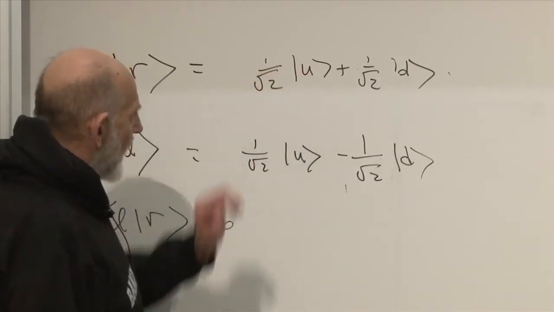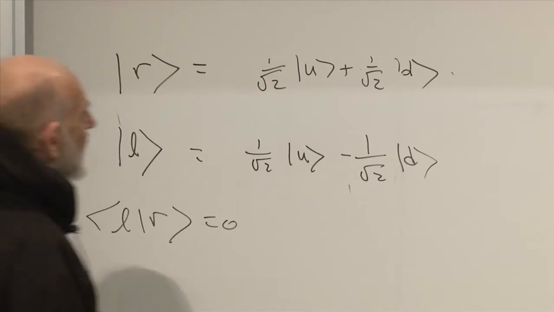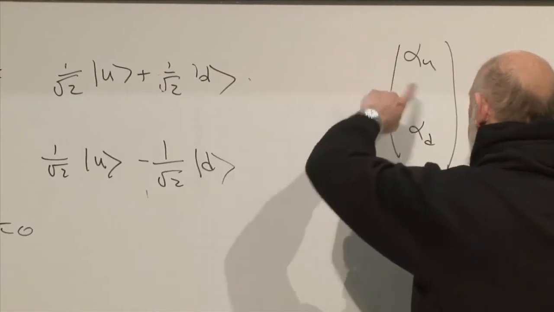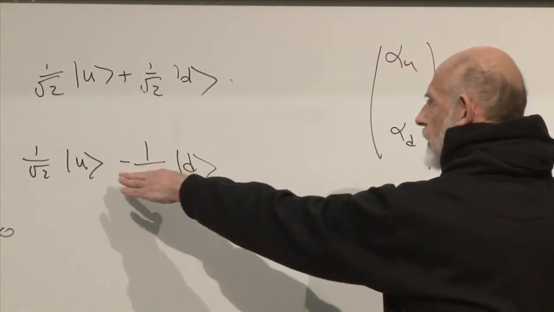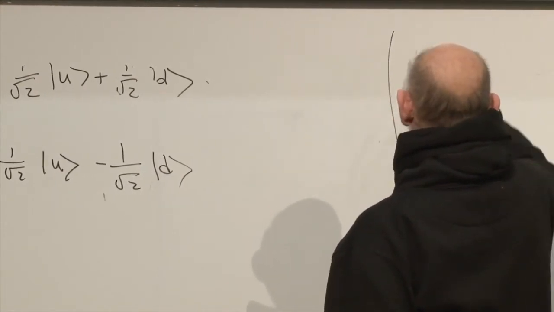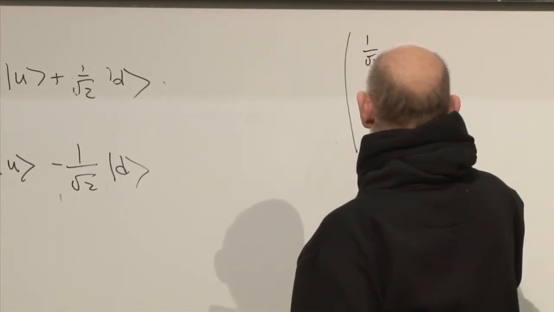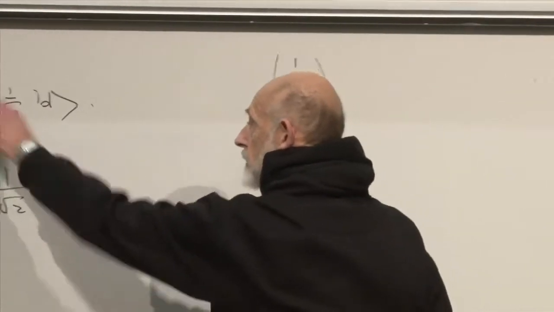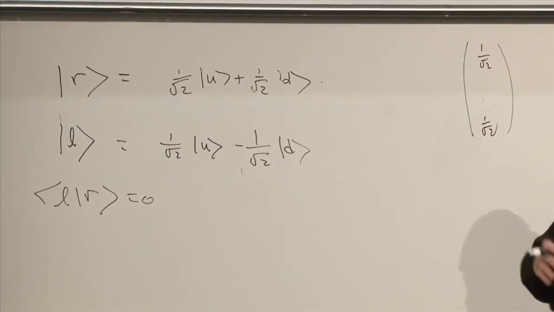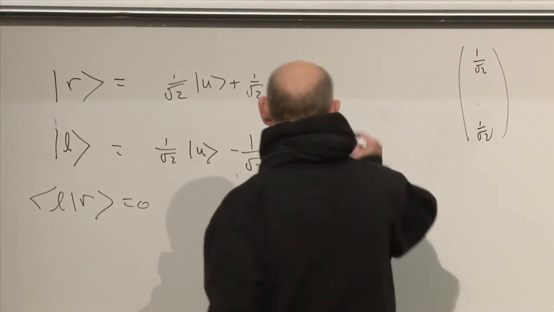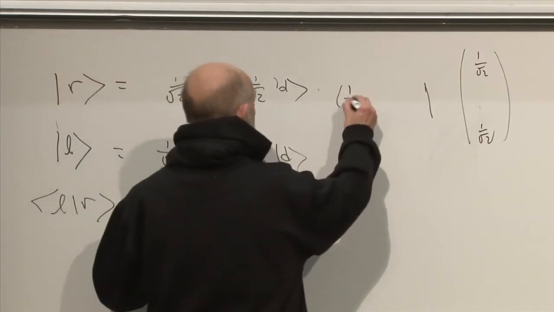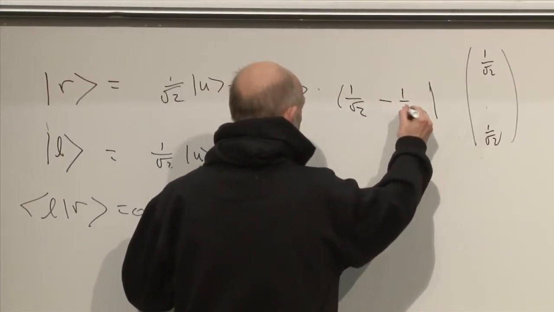How do we check that this is orthogonal to that? Well, here's the column vector describing right. The column vector describing right is 1 over square root of 2, 1 over square root of 2. What is the row vector describing left? If we want to take the inner product, we want to combine the row vector with the column vector. So the row vector describing this guy over here is 1 over square root of 2, minus 1 over square root of 2.